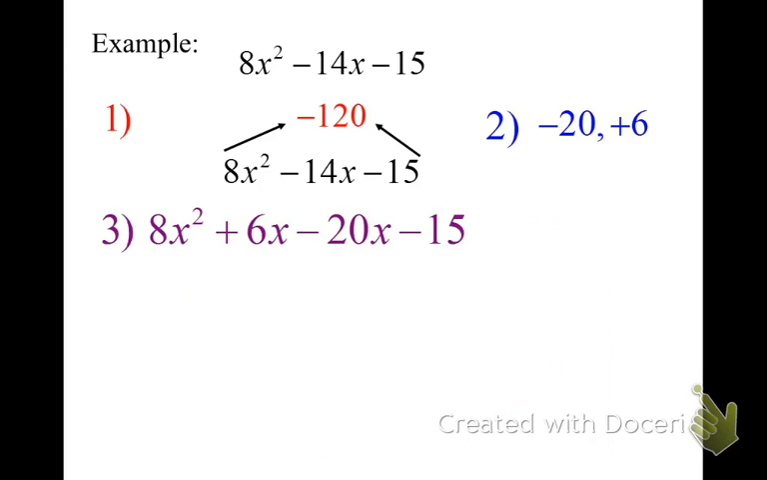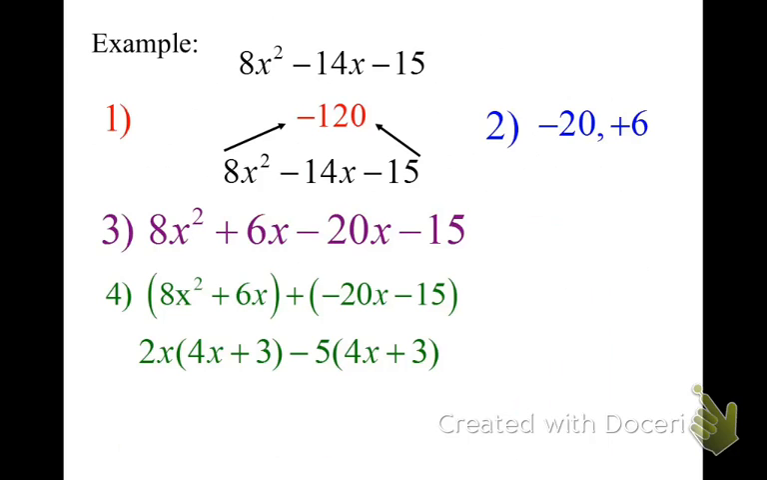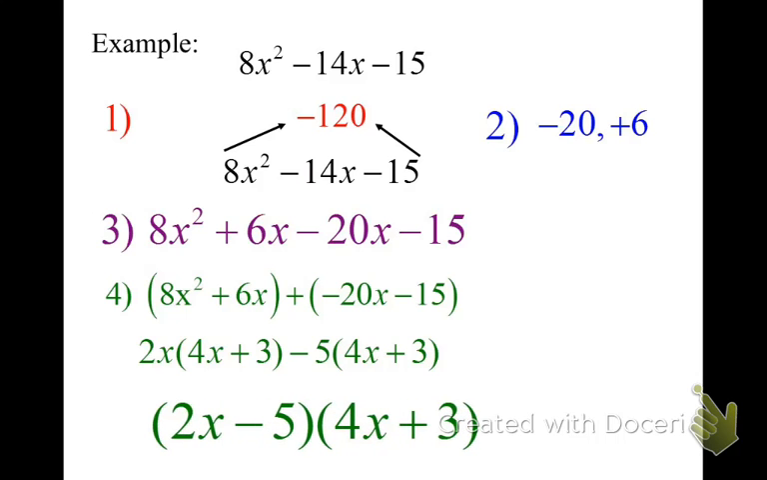We'll put parentheses around the first two terms and parentheses around the last two terms. We'll factor the common factor out of the first two terms, which is 2x, and the common factor out of the last two terms, which is negative 5. Then we'll put brackets around and factor again. We'll factor out the 4x plus 3, and that'll leave us a 2x minus 5. And if we multiply all that back out, we get 8x squared minus 14x minus 15.